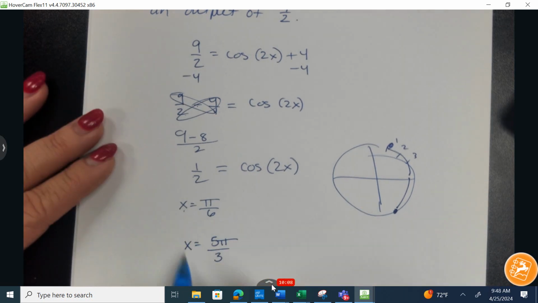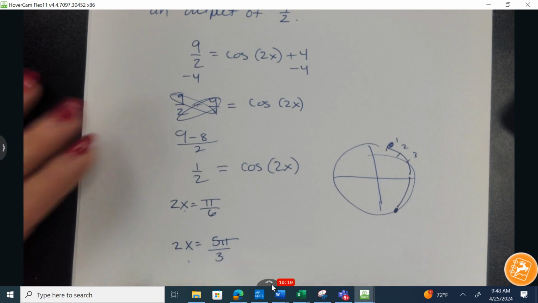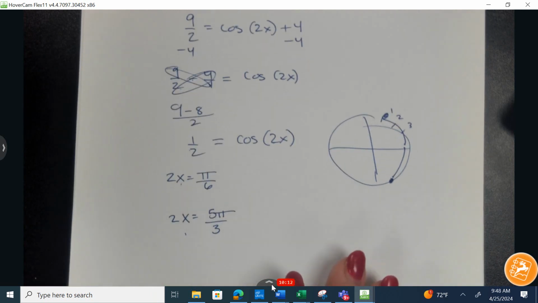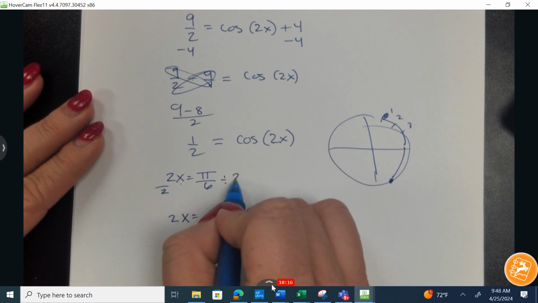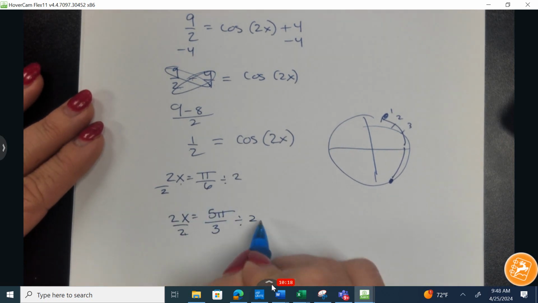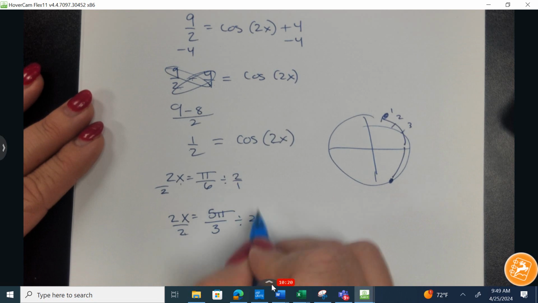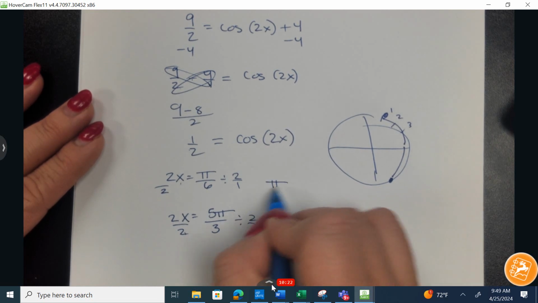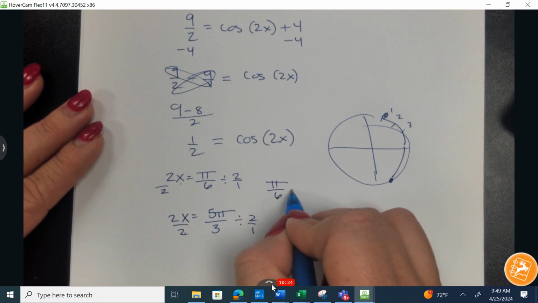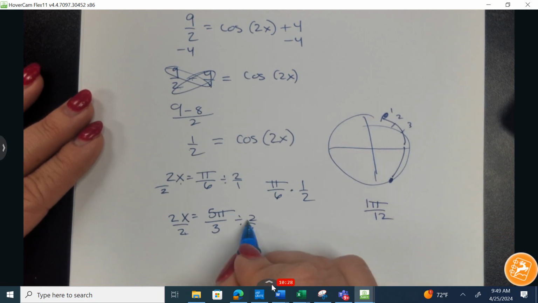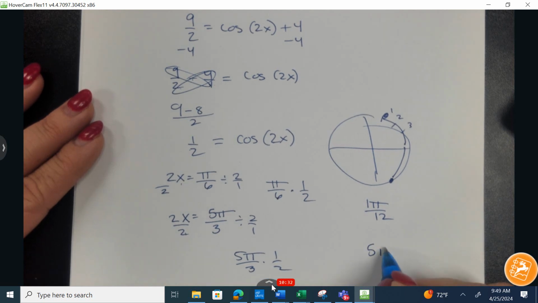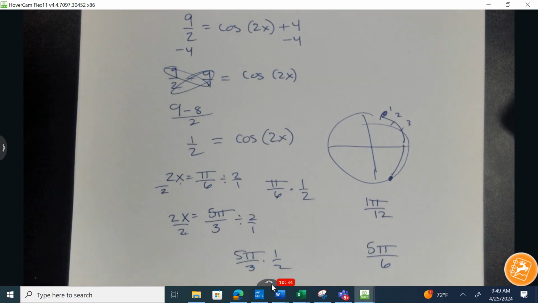Now, keep in mind, this isn't just an x, it's a 2x. So what does that mean? Well, now I need to isolate the x, so I'm going to divide by 2 here, divide by 2, divide by 2. When you divide by 2, it's like multiplying by the reciprocal. So this is pi over 6 times 1/2. So 1 pi over 12, and again here is going to be 5 pi over 6.